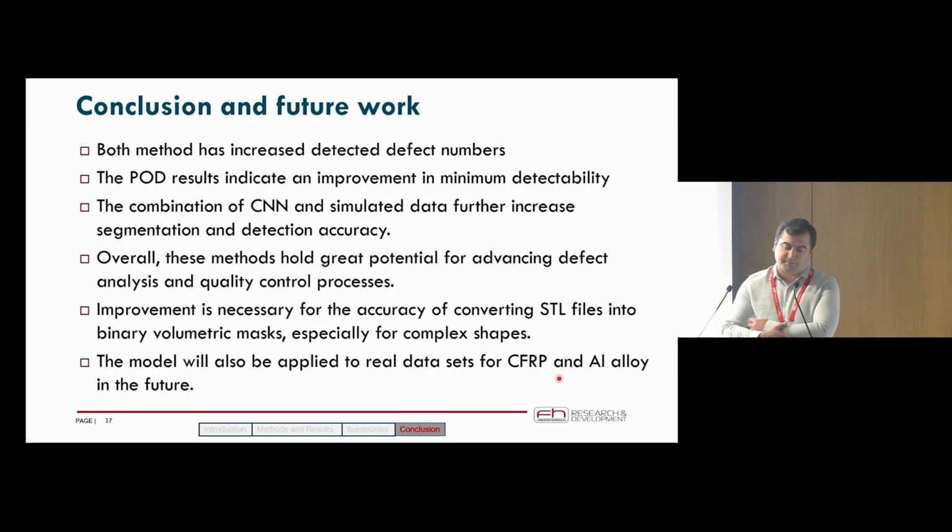To conclude, both methods have again increased the detected defect numbers. POD results indicate an improvement in the minimum detectability. It shows we can use a combination of convolutional neural networks and CT simulations to train neural networks, then apply this model also on real data sets. Overall, both methods have potential, but we still have to increase the accuracy of the labels.